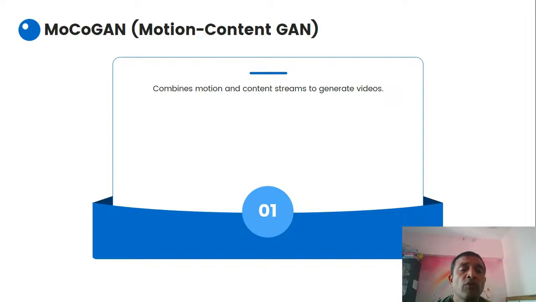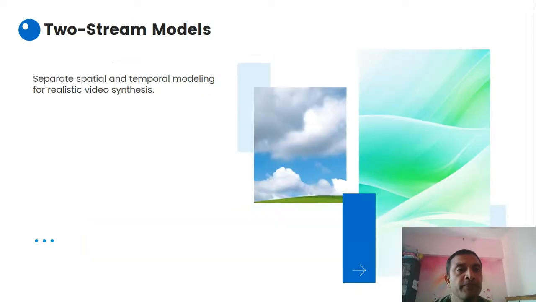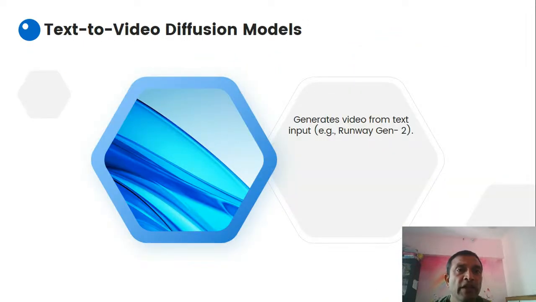Maybe you look for Canva, Veed, and there are many such tools you will look and research on. So these are the models used for content, you can say the motion and the content stream, to generate videos, right? Separate spatial and temporal modeling for realistic video synthesis, two stream videos, right? So these are two stream models which are used for video synthesis, right? Text to video diffusion models generate video from the text input, right? Like Runway Gen 2. So you can also look for it for diffusion models, right?